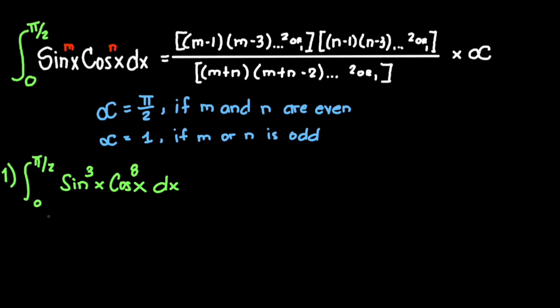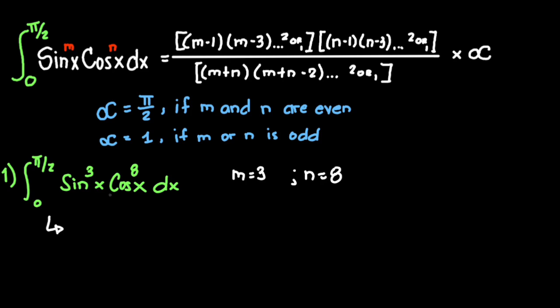Example number 1, the integral of sine raised to the power of 3 of x multiplied by cosine raised to the power of 8 of x dx with the upper limit of pi over 2 and the lower limit of 0. If you see an upper limit of pi over 2 and the lower limit of 0, and the integrand here is sine or cosine, you can use Wallis formula. In this case, m here would be 3, n would be 8 according to this formula.